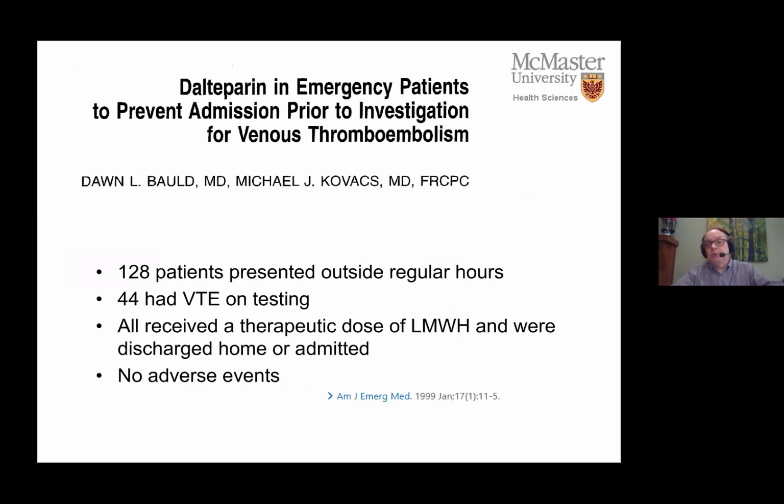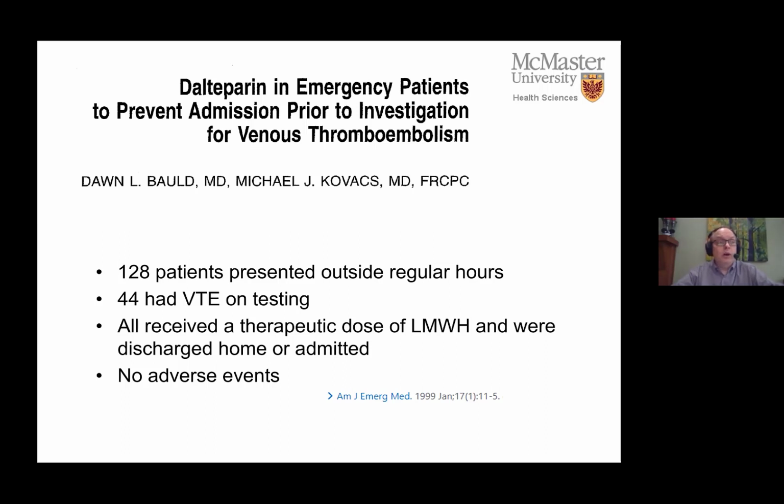Is there evidence to support this? There absolutely is. Dr. Mike Kovacs, who's in London, Ontario, more than 20 years ago, published this nice paper with one of the residents. They took 128 patients who presented outside regular office hours. 44 of them had a VTE on treatment. All 128 received a therapeutic dose of low molecular weight heparin pending investigations and were discharged home or admitted pending investigations. There were no adverse events. This is a very standard practice. I'm not sure why there's some mystery about this.